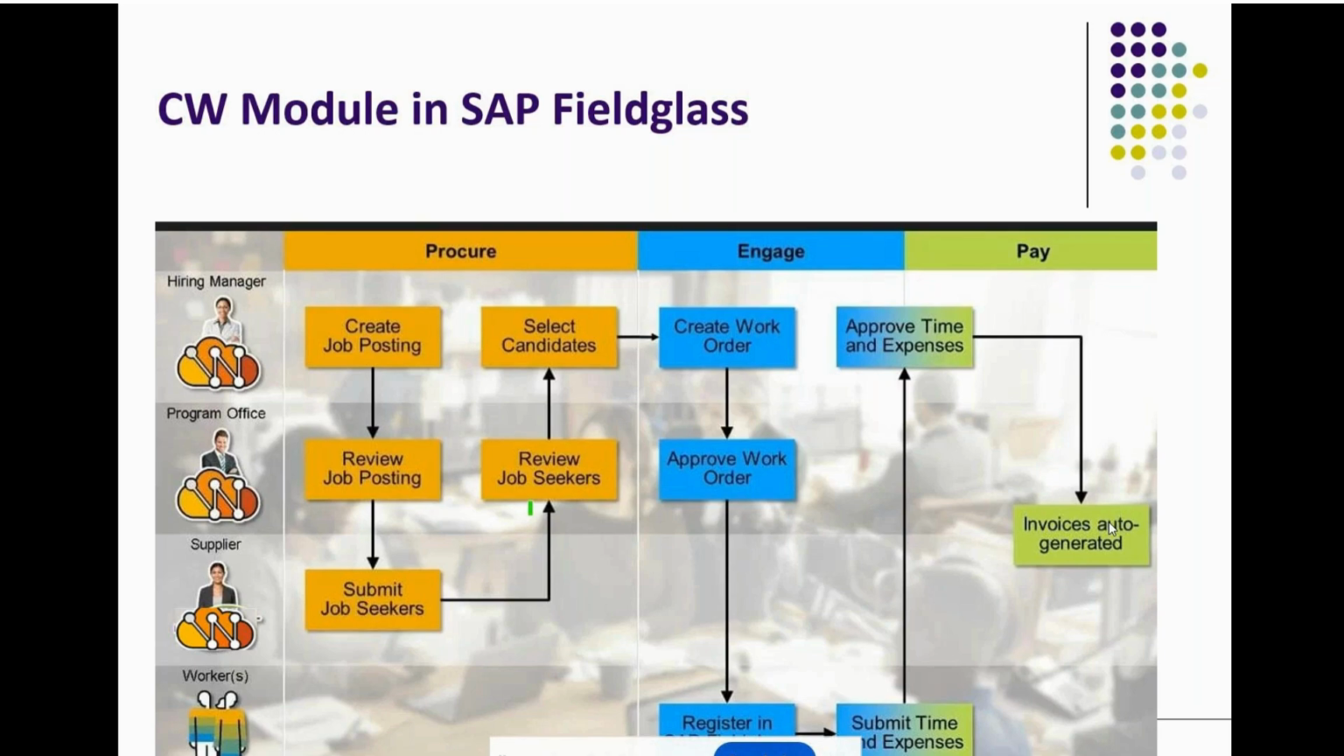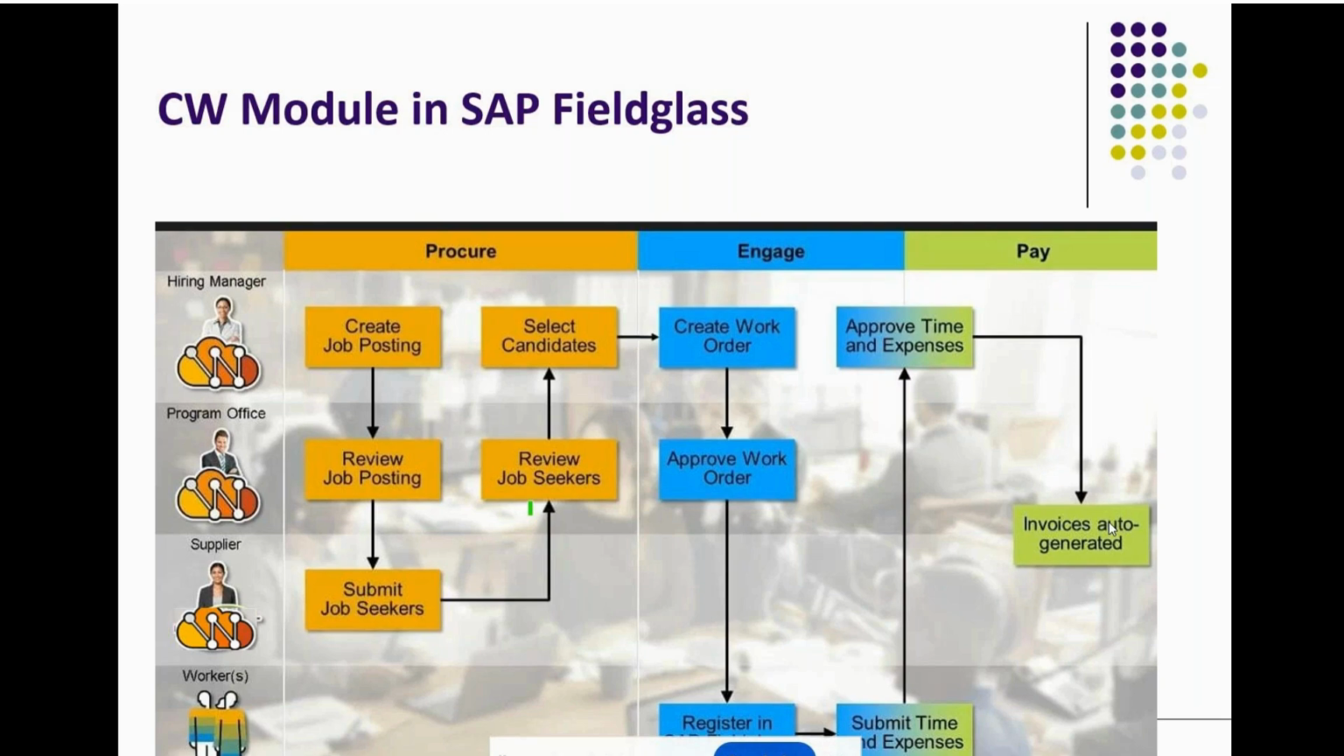Once they are selected, just as SOW workers are created in service procurement, similarly a work order is created. A work order is nothing but a work order ID of a worker. Once it is created, it is approved by the program office, and similarly, as we saw in the service procurement model also, the worker gets a registration link or email.